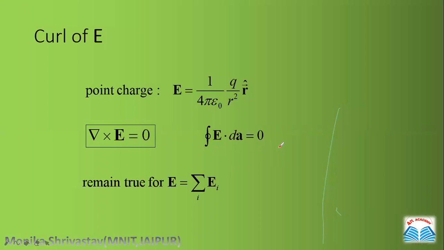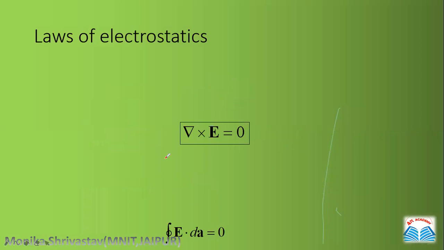This remains true if the electric field E is equal to the summation over i of Ei. That means the total electric field is the sum of all the smaller electric fields generated at different places by point charges. So this condition is only true if we follow this rule. Okay, so these are some general properties. Now let's talk about some laws of electrostatics. So these two things we have studied about.